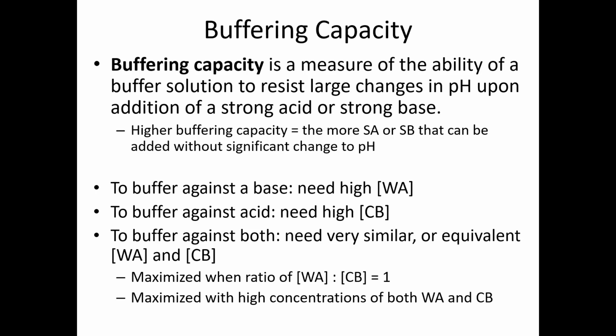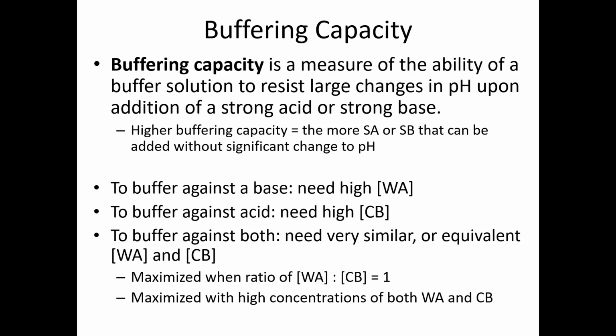So the buffering capacity is a measure of the ability of a buffer to resist large changes in pH, right? That's what we want. We want to resist these large changes in pH when we add a strong acid or we add a strong base, because we know adding a strong acid is just adding pure hydronium ion, and adding a strong base is just adding hydroxide ion. And so something that has a high buffering capacity, so the pH range is always the same. The pH range is always plus or minus 1 of the pKa or plus or minus 1 of the pKb, always the same.